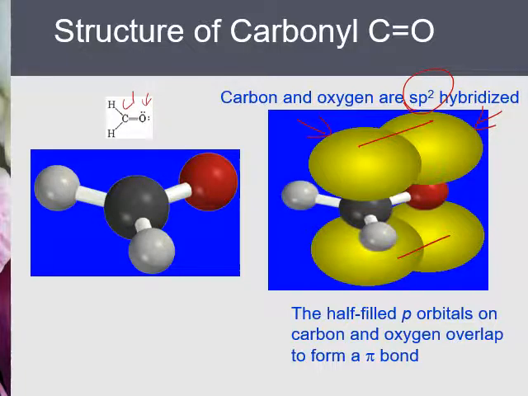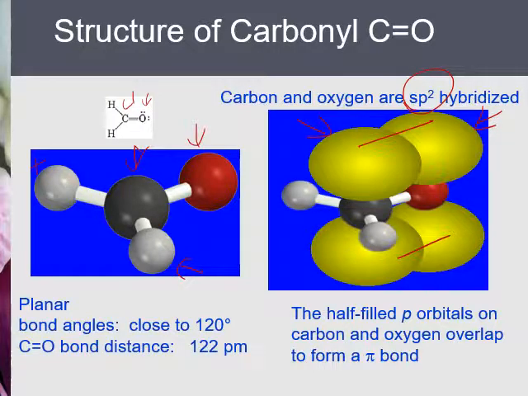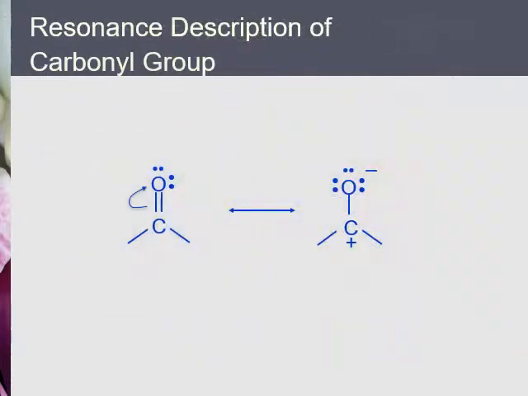Carbon, oxygen, hydrogen, they are all in the same plane. So it's a planar structure, and the angle is close to 120. The CO double bond distance is about 122 pm. The carbon-oxygen bond is polar due to the different electronegativity.